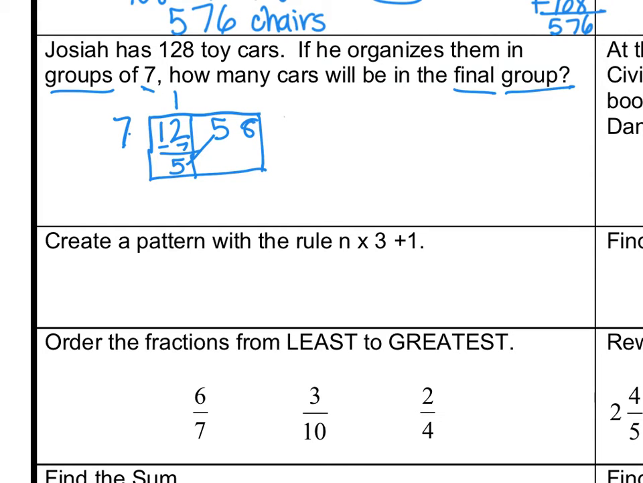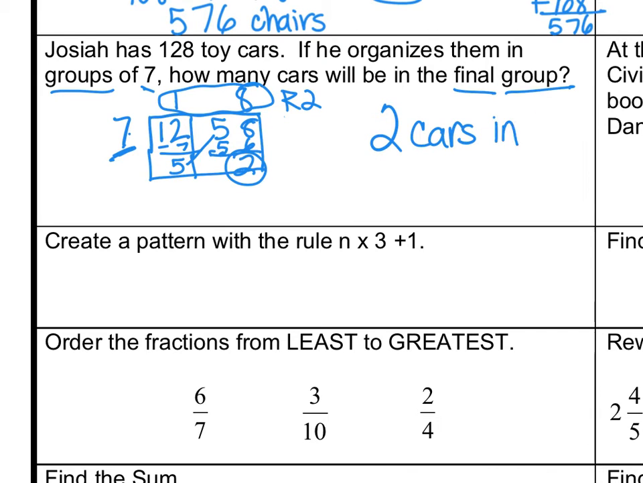Now how many groups of 7 could we get out of 58? My favorite one, 8 times 7 is 56. Now look what we have here. We have this left over. So he's going to have 18 groups that have 7 cars, and the last group is your remainder, and it is 2. So we say 2 cars in the final group.